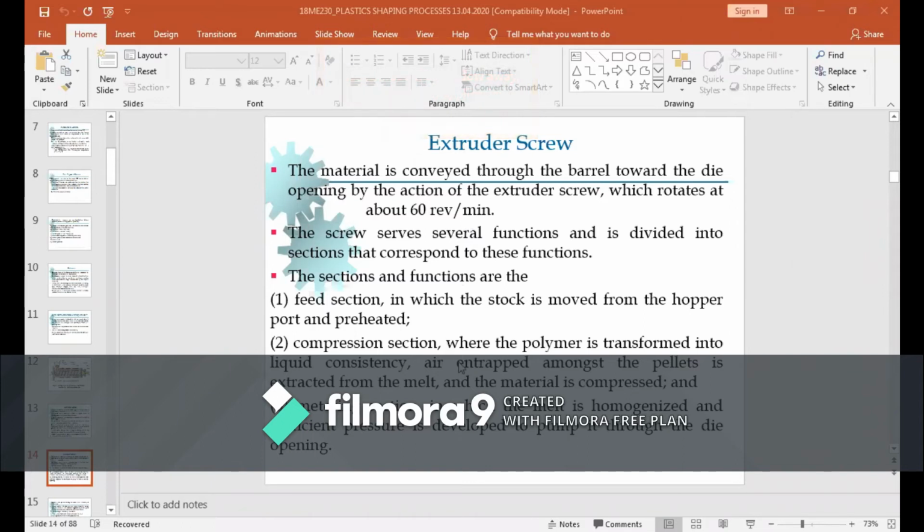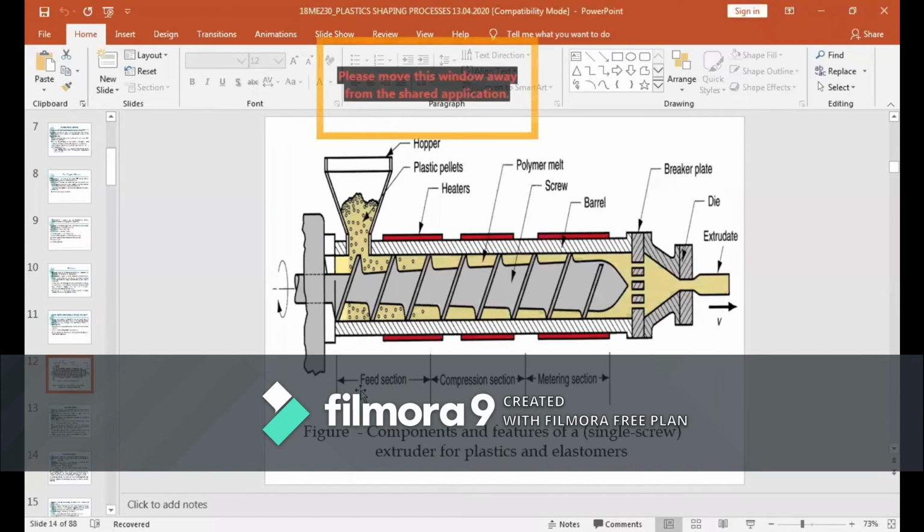Okay, there are three sections as mentioned in the diagram. First section is your feed section. Second section is the compression section. Third section is the metering section. The feed section is where I am going to feed your pellet, and pre-melting of your pellet takes place by means of a heater. In the compression section, you compress your pellet, and by mechanical screwing action proper mixing of your pellet also takes place.